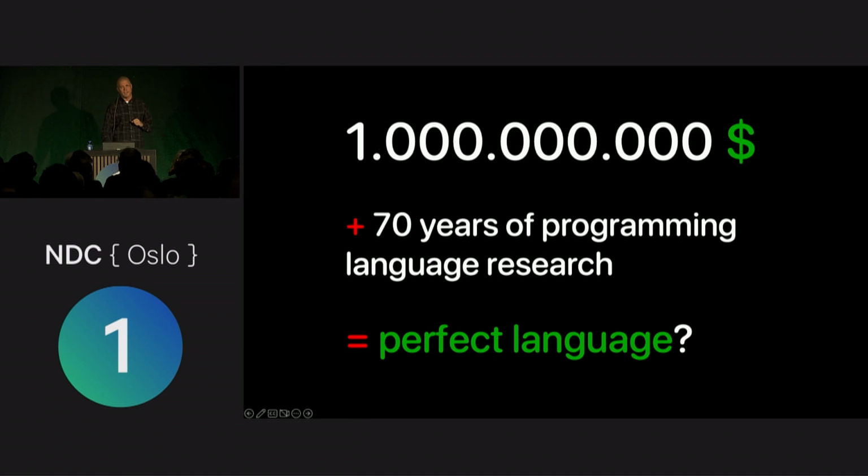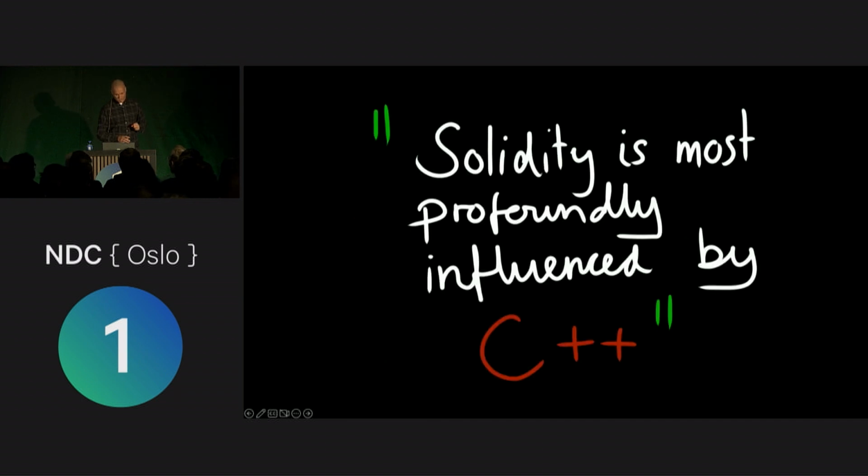It's made by the Ethereum Foundation, and they sit on about $1 billion in their bank account. And it can also lean on 70 years of programming language research. So that should lead to the perfect language, right? Well, let's have a look at their documentation. It is heavily influenced by C++, and I like C++ as much as the next guy, but this is not a fitting choice, I would say.